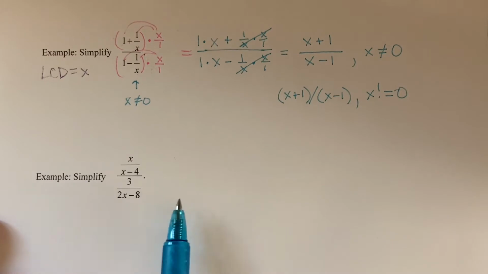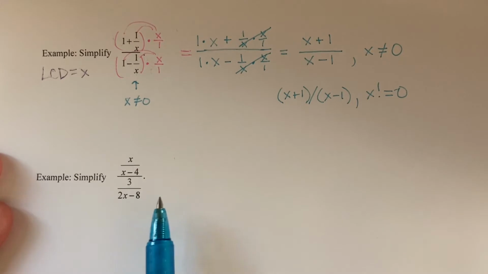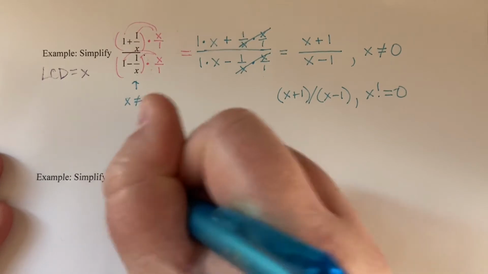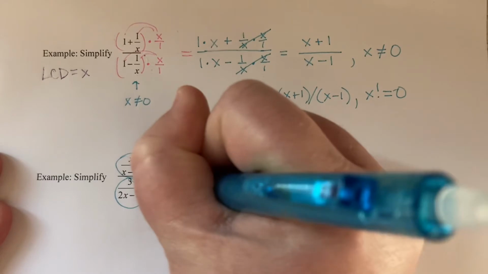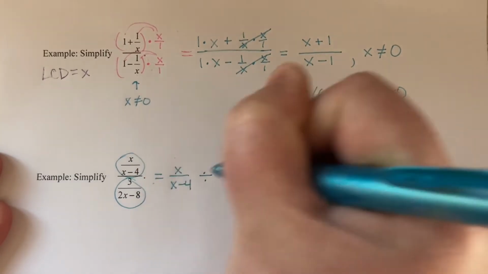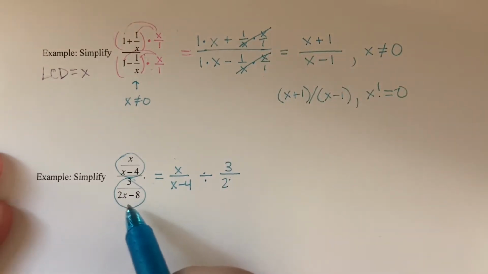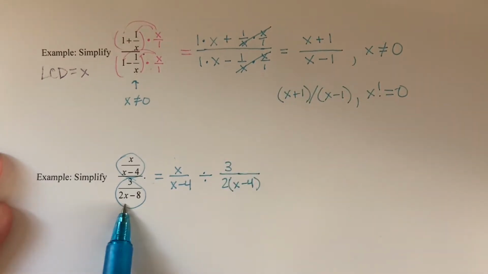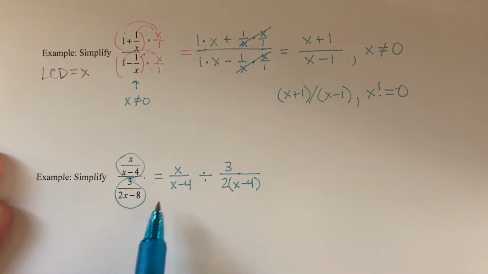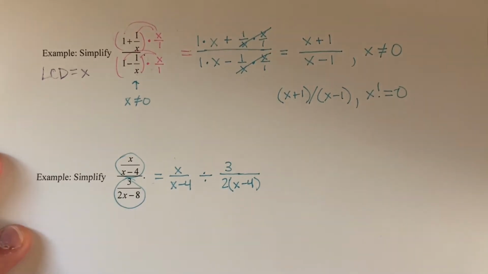All right, let's try the next one. Now this one's a little different. We could still use the LCD method, but what I'm seeing is that it's just one fraction divided by another fraction. So I can just write this out as x over x minus 4 divided by 3 over 2. And you know what? I'm already thinking I want to factor that, so I'm going to factor it. 2 times x minus 4. All right, as soon as I see something that wants to factor, at least at this point, I just want to factor it. So get that done, because we're going to need that anyway.